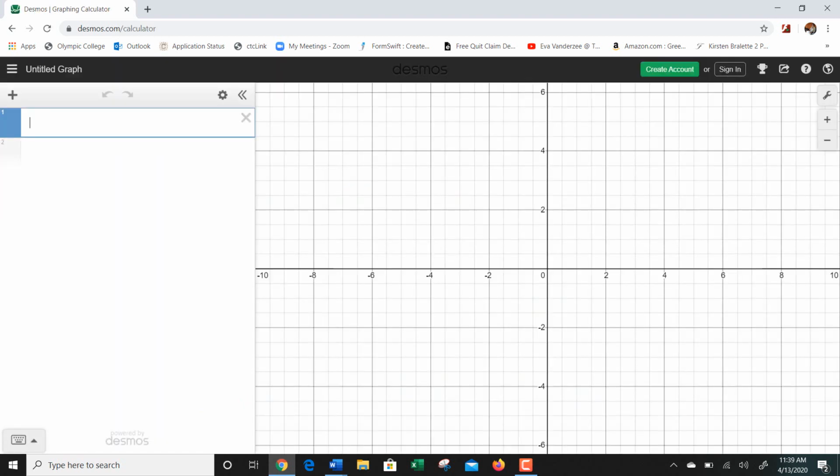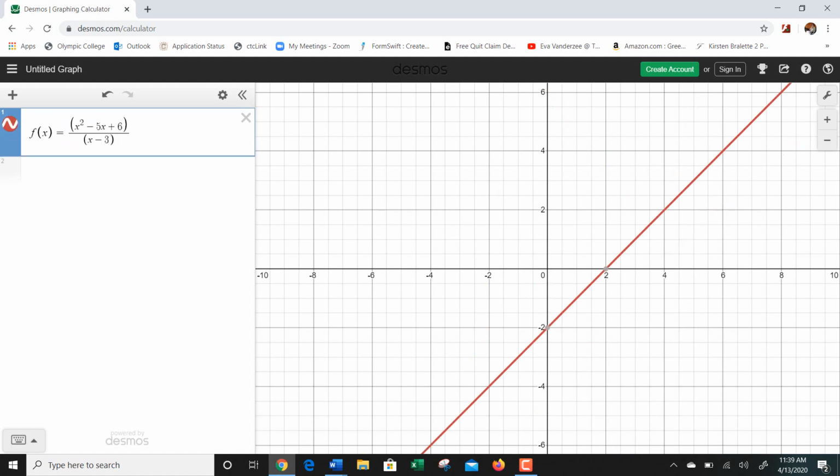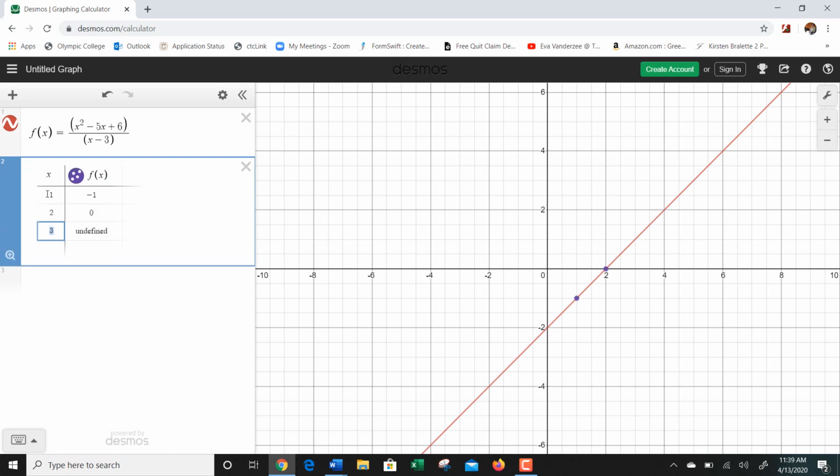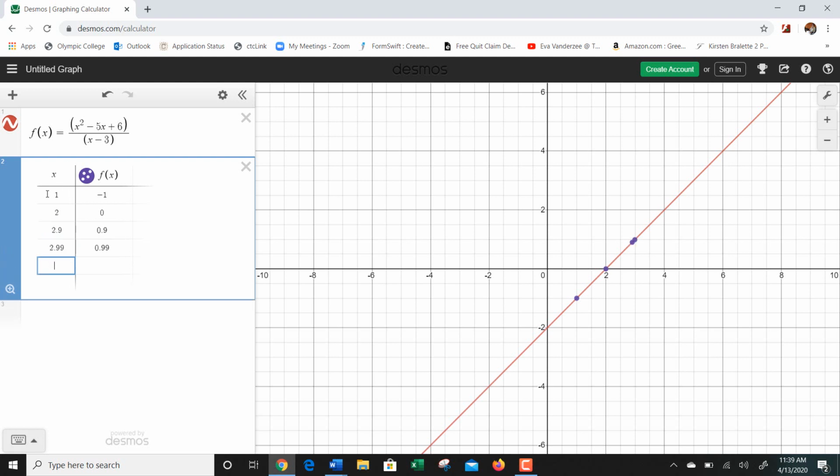the first thing we're going to do is enter our function. You have to enter it as f of x equals. So f of x is going to equal x squared minus 5x plus 6 divided by x minus 3. Now to get that table, you're going to go to the plus and hit table. Now we actually want to change these headers up here to just a plain x, and a plain f of x. What's cool is that we can enter values of x, and it'll tell us exactly what our function value is. So let's say we want to do 2.9, 2.99, 2.999. It'll enter those values for us.